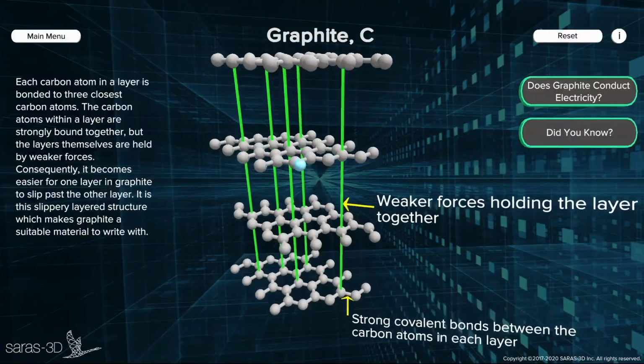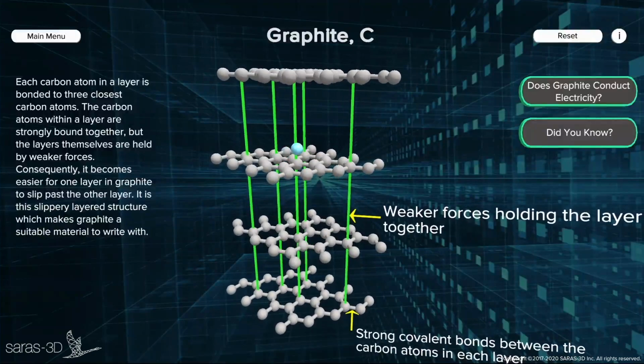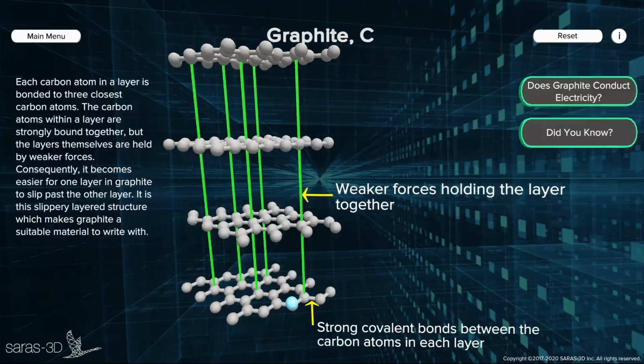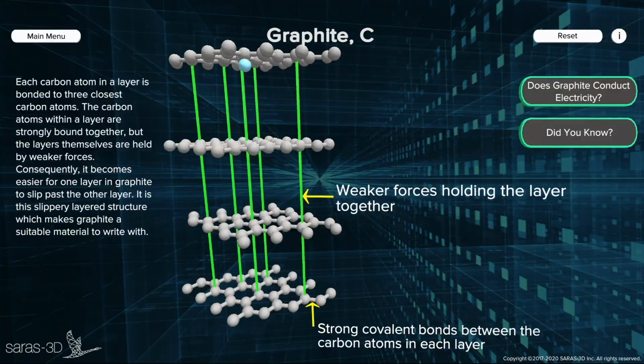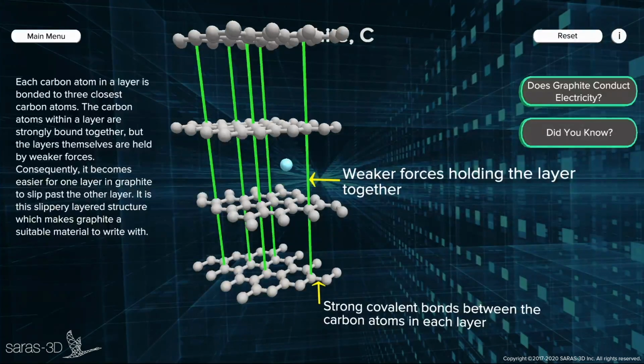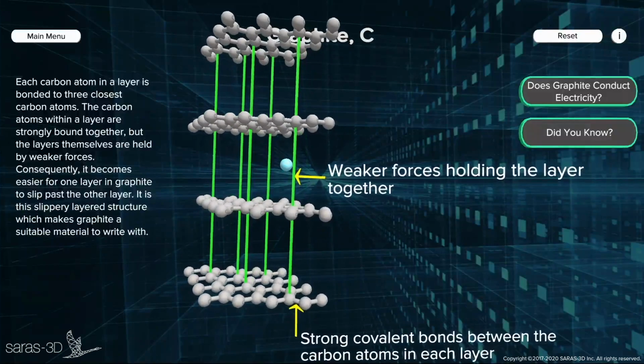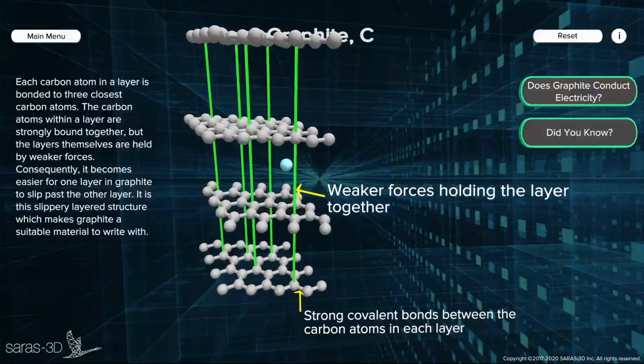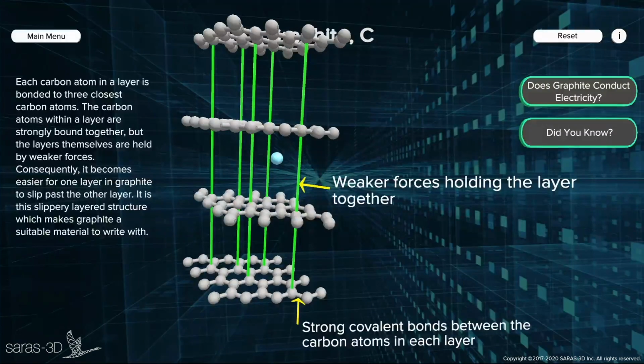Now, the reason why graphite is soft and slippery in nature: the carbon atoms within a layer are strongly bound together. When we talk about the carbon atoms present in a layer, as we can see here, there are strong covalent bonds between the carbon atoms in each layer. But when we talk about the forces with which the layers are bound, these are really weaker forces that are holding the layers together. As a result, it becomes easier for one layer in graphite to slip past the other layer. And it is this slippery layered structure which makes graphite a suitable material to write with on paper.